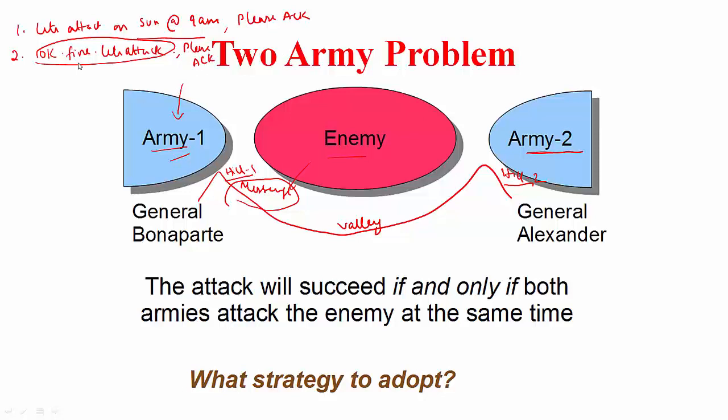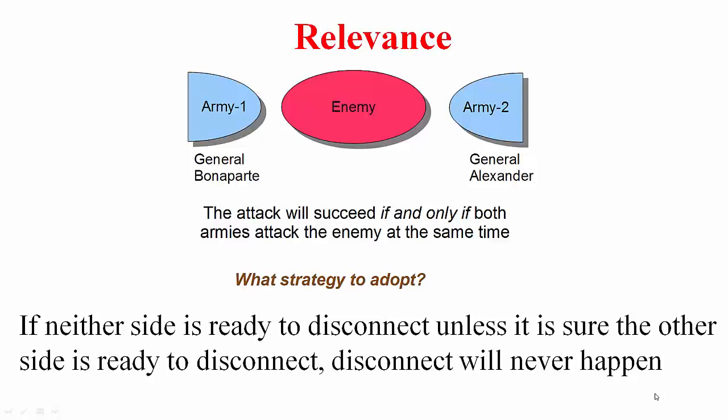Now let's say Army 1 received this particular message and it is saying, okay, fine, I received your message. This is an acknowledgement. Now does this mean Army 1 can just go ahead and attack? Well, no, because what if this message got lost? It knows that Army 2 will attack only if this message reached it fine. Now you see what is happening? No matter how many messages you exchange, you cannot decide on when to attack.